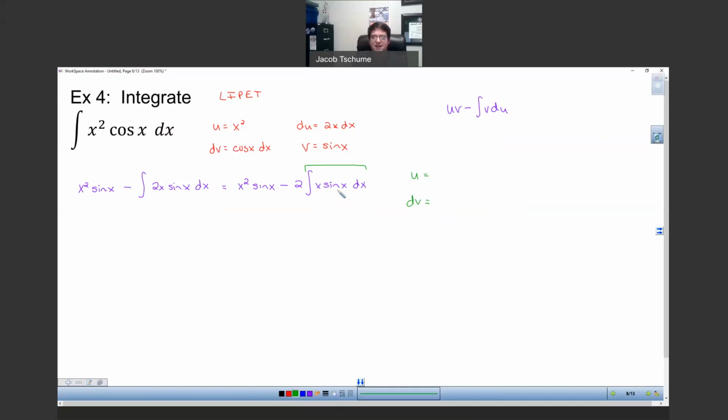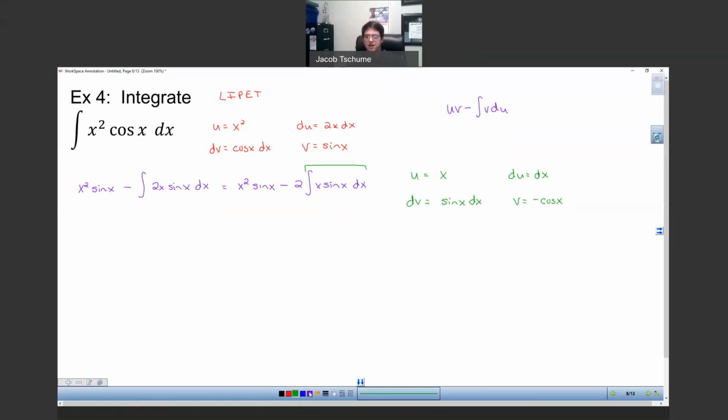So with x sine x, there are still no logarithms. There is still no inverse trig, but you still have a polynomial function, which is x. That will be your u. dv will be the trig function, or what's left over, which is sine x dx. And then finding each of the opposites, du would be dx, and then the antiderivative of sine is negative cosine.